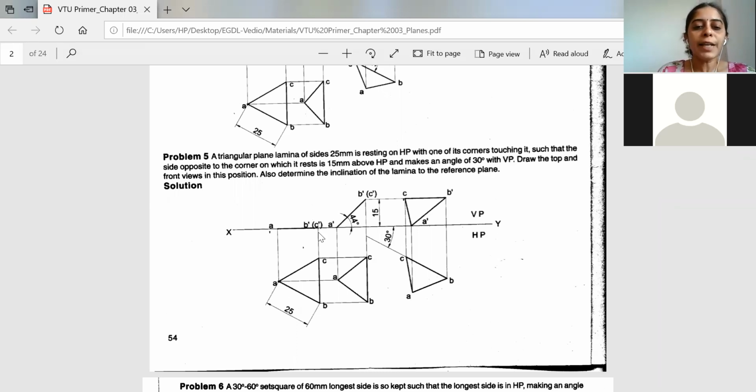After that, leave some space here. You have a locus drawn like this. You leave some distance and select this point.